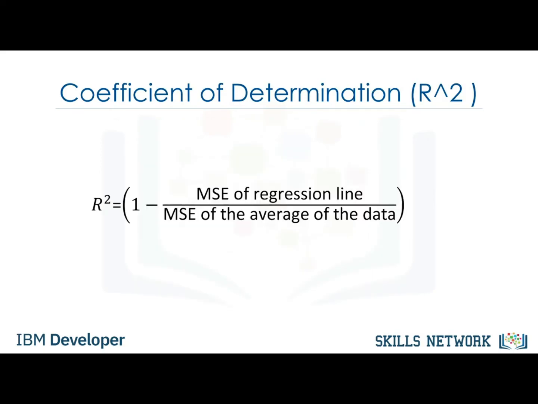Coefficient of determination, R-squared, is 1 minus the ratio of the MSE of the regression line divided by the MSE of the average of the data points. For the most part, it takes values between 0 and 1.